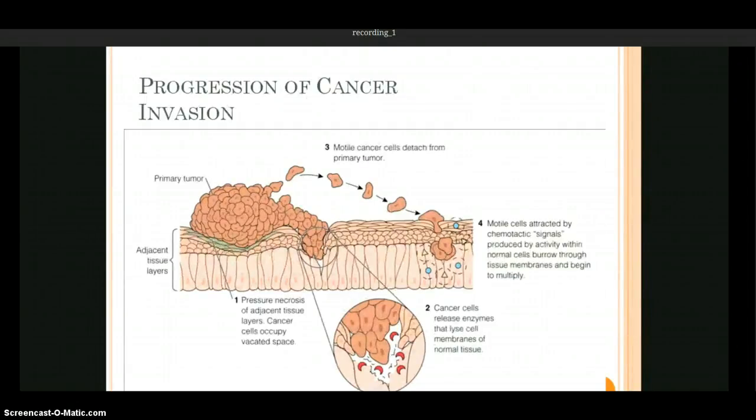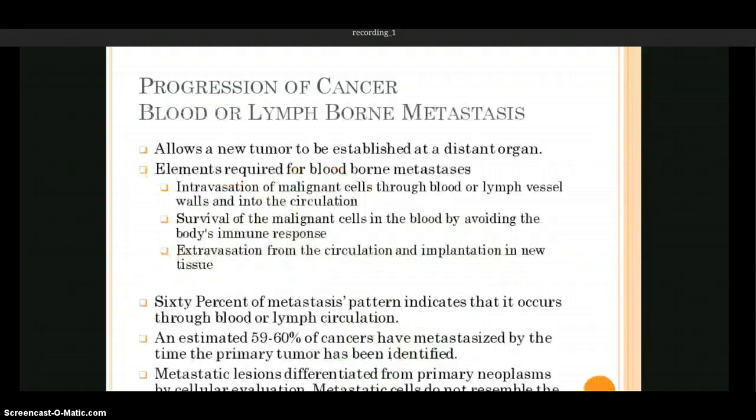We also can have cancer spread through blood or lymph-borne metastasis, and this allows the tumor to be established at a distant site. Sometimes we call this distant metastasis, okay? The elements required for us to have blood-borne metastasis is they have to have intravasion of the malignant cells through either the blood or the lymph, so they have to be able to get through the blood or lymph vessel wall and get into the circulation. The next slide shows you a picture of this.